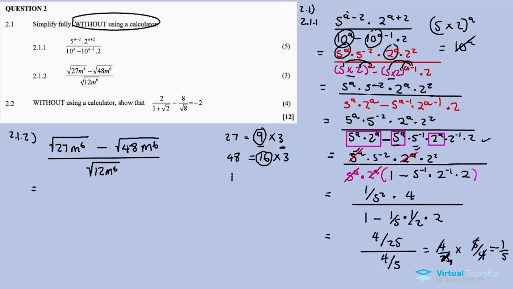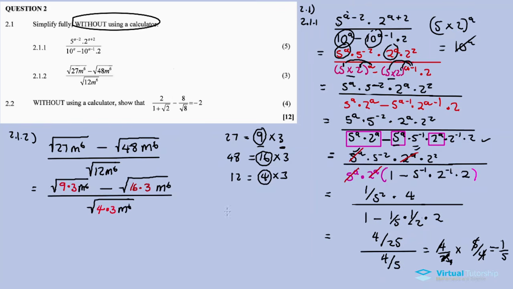And then 12 can be written as 4 times 3. 4 is a perfect square. The 27 we write as 9 times 3. 9 is a perfect square, 3 is not. 48 is 16 times 3, 12 is 4 times 3. So these are equal to, right, now look at this.